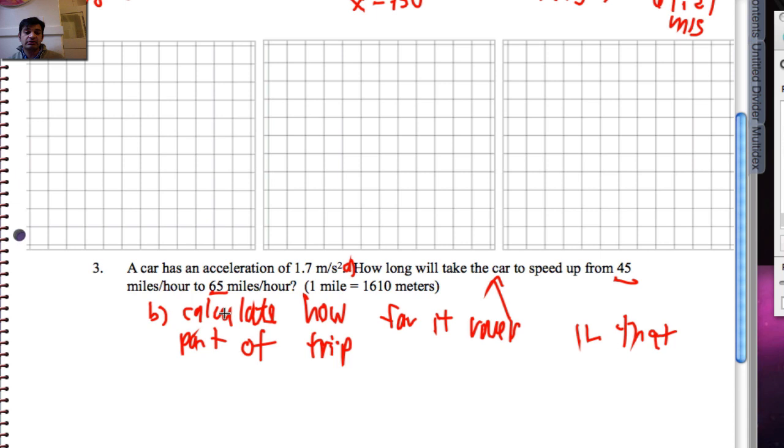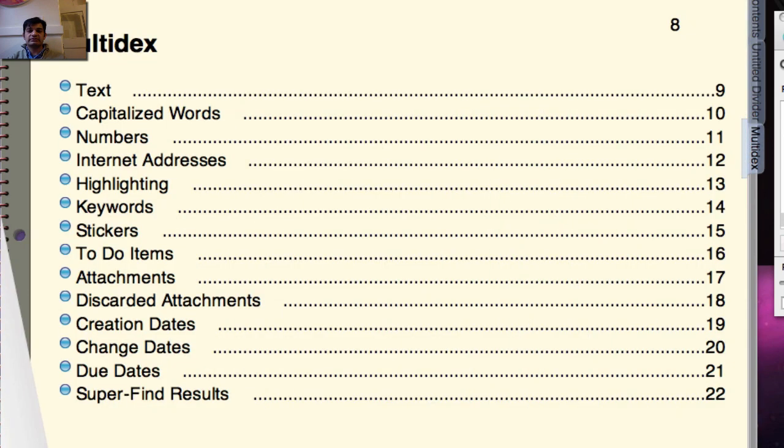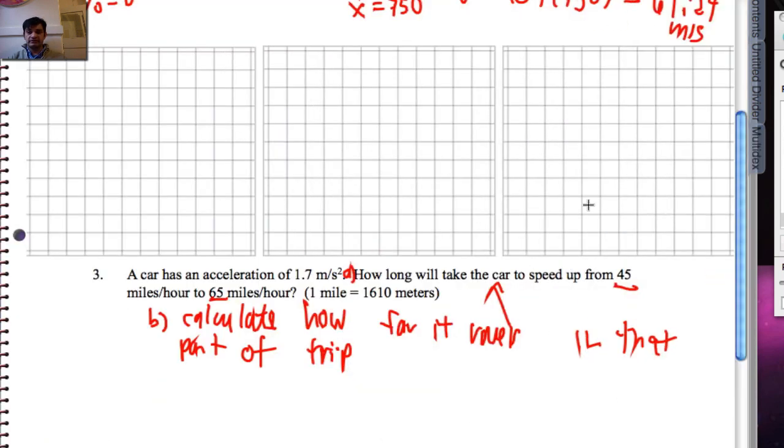So get these problems learned, get these problems set up. I would recommend practicing all these other problems. There are more problems in your learning packet. We're going to do some more of those on Monday and Tuesday. So work hard.